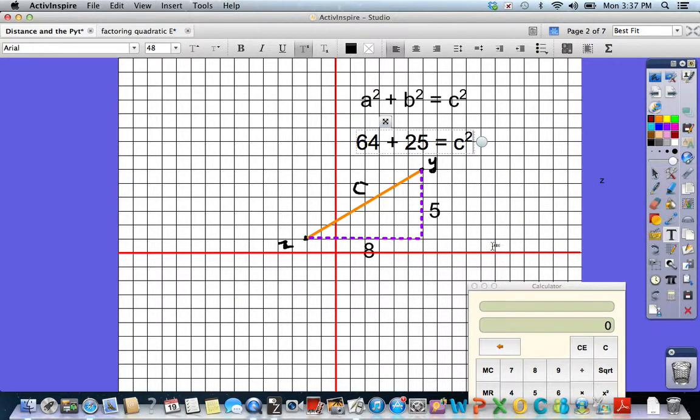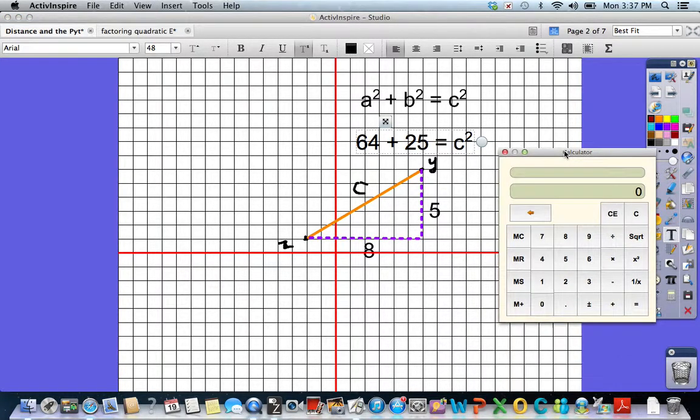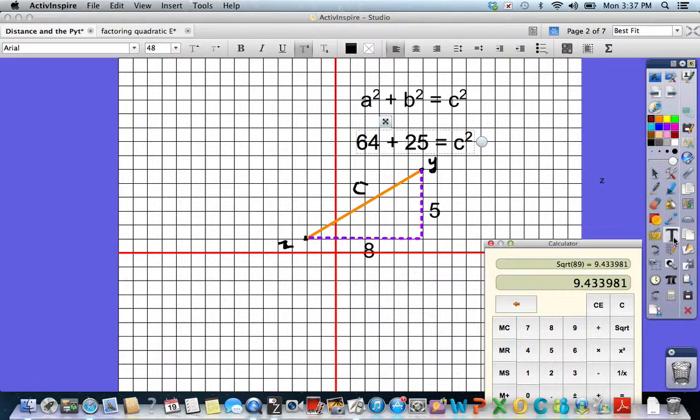Okay, and so now I'm just going to use a calculator from here on out. I'm going to add 64 and 25, and I get 89. Now I know 89 is not my answer. I have to take the square root because I want to know what c is. So I take the square root of 89 and I get 9.433981. But I can round that. I'm going to go ahead and round that to the nearest tenth just because. So I'm going to say that c is about 9.4. So what's the distance between point Z and point Y?